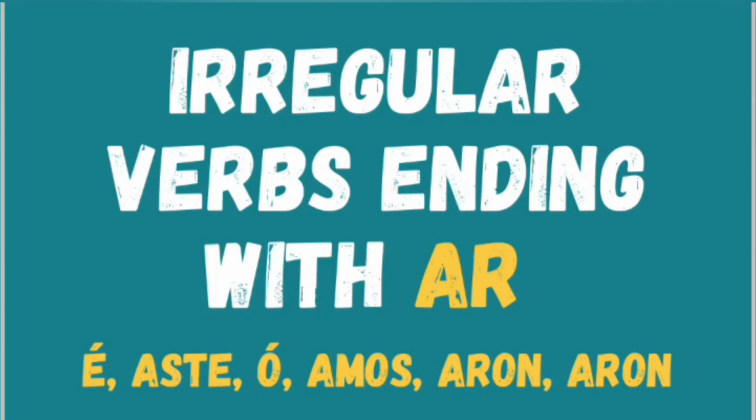And then if we're talking about the personal pronouns they and you in the plural form, okay? Ustedes, you in the plural form, and they, ellos if we're talking about a group of boys, or ellas if we're talking about a group of girls, then the ending of our verb will be aron, okay? Let's see some verbs so you will understand this better, okay?